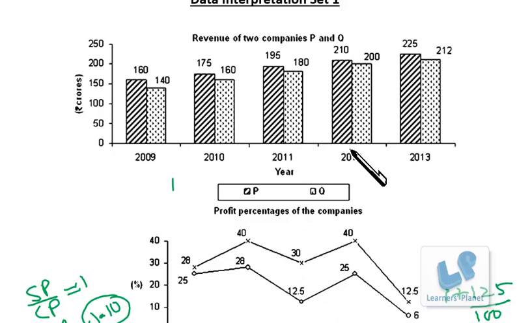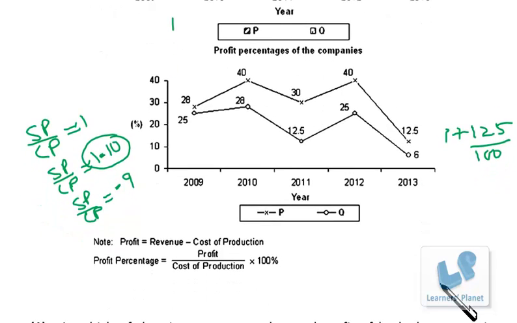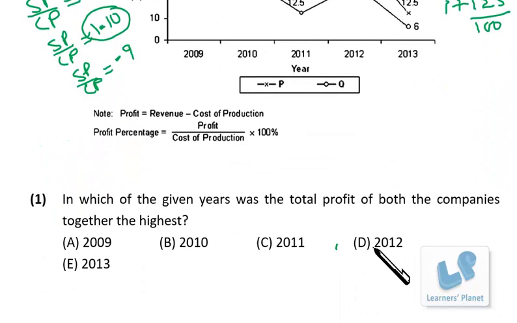Then for year 2012, if we calculate 175 to 210, 160 to 200, revenue wise this is higher, and percentage wise for company P it is the same, for company Q it is a bit low. But since revenue is high, even if the percentage is just 3% low, this calculation will produce higher profit, right? And if we talk about 2013, revenue is getting higher, but the percentage profit is too low, right? So 2012 will be the correct answer, right?